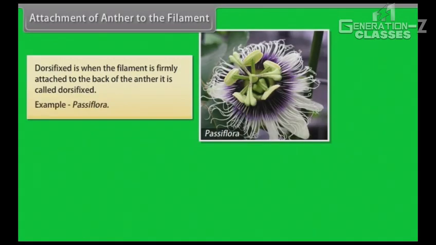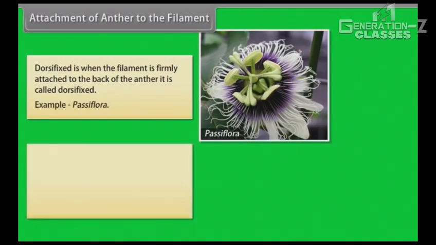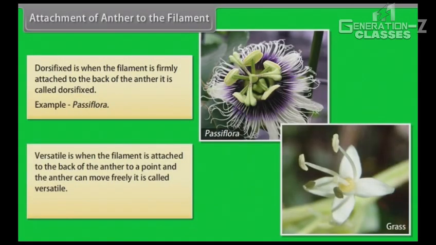Dorsifixed is when the filament is firmly attached to the back of the anther. Example, passiflora. Versatile is when the filament is attached to the back of the anther at a point and the anther can move freely. Example, grass.